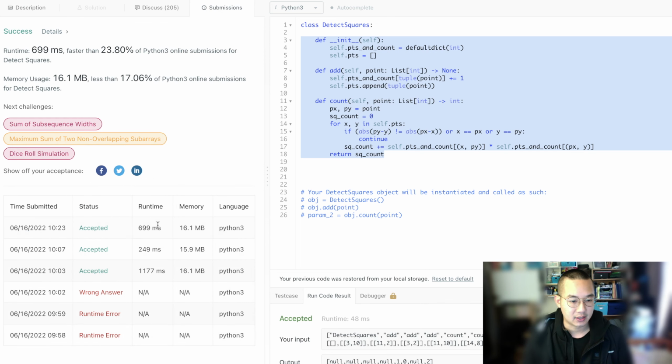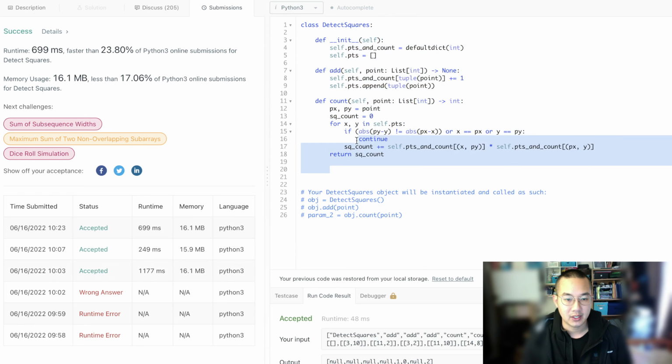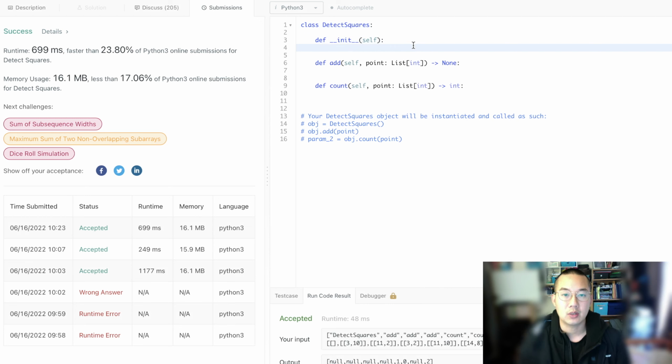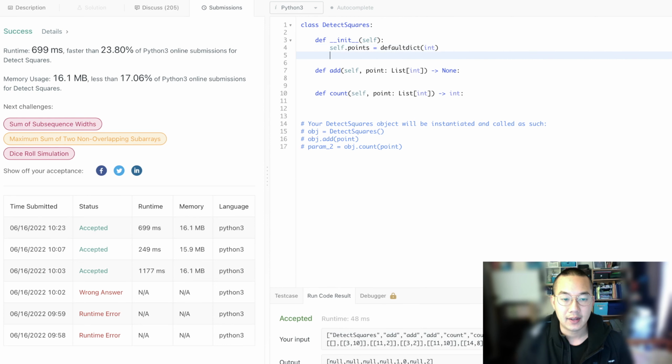See, this is like 600 milliseconds, 1000 milliseconds. Let's go do the new one. All right, let's go reset this and confirm. And here we go. So what we're gonna do is set all the points again. Equals default dict at int, and we're gonna set another one to y points equals to default dict at set. So with that, we can collect all our y points.